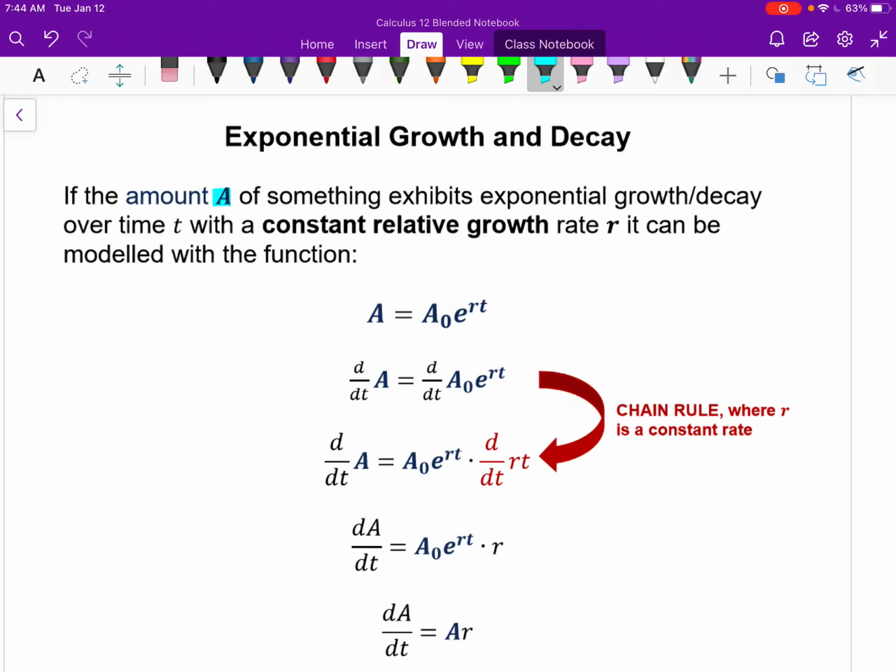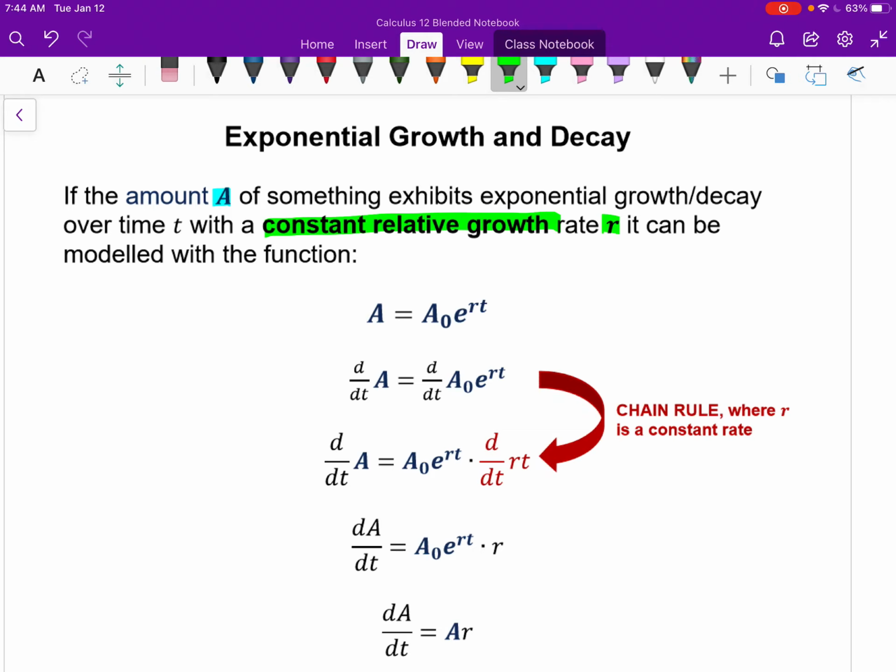All right, so here I want to deal with applied questions dealing with exponential growth and decay. So I'll start with this statement here. If the amount of something, A, exhibits exponential growth or decay over time t with some constant relative growth rate, R, the rate of growth or rate of decay, it can always be modeled with this function.